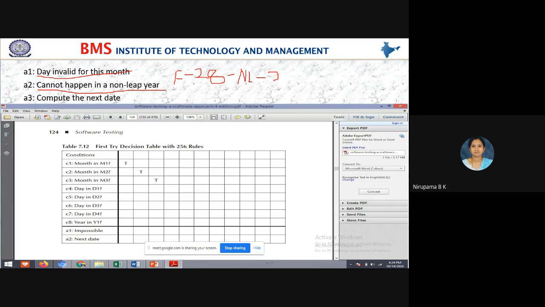What will not be there in a non-leap year? The 29th date. Yes. There will be no 29 days in February. Yes, correct. Exactly. So the 29th date will not be there in the month in a non-leap year. Then if all the conditions are true, if whatever input we have given is true, then it will compute the next day.